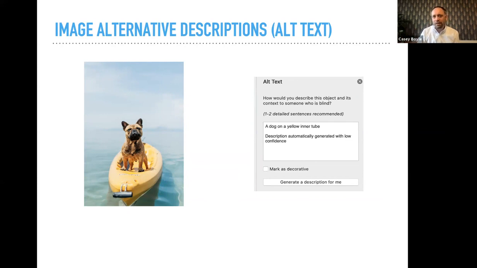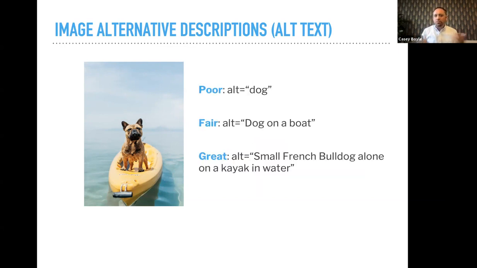And we'll talk about social media in a second. Facebook typically tries to generate descriptions for every image, and you have to dig in to describe the image, but we'll talk about that in a second. Here's, according to the principles we talked about, how you could describe it. A poor description is just saying this is a dog. It's fine, it'll work. It's not very good. A fair description is a dog on a boat.